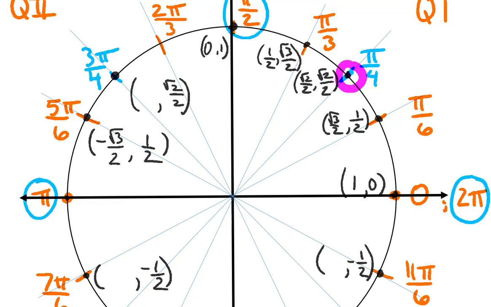Since at pi over 4 the x-coordinate there was root 2 over 2, then the x-coordinate at 3 pi over 4, symmetrically on the left side of the y-axis, will be the opposite, negative root 2 over 2. Similarly, at 2 pi over 3, that's symmetrically opposite of pi over 3. You put those together, so the coordinates of that point for the x value would be negative 1/2, which is the symmetrically opposite side of the positive 1/2. And then vertically, it's the same as pi over 3, which would be root 3 over 2.